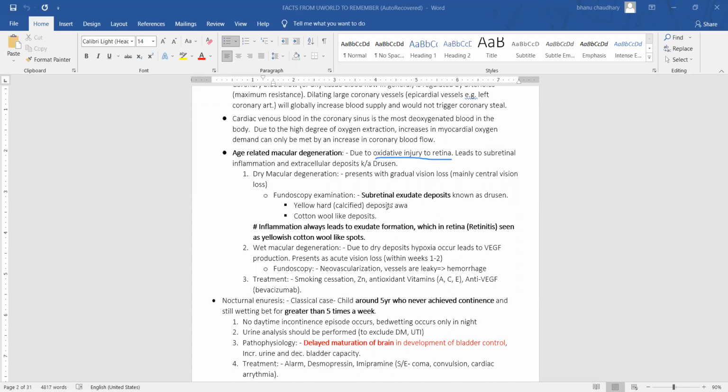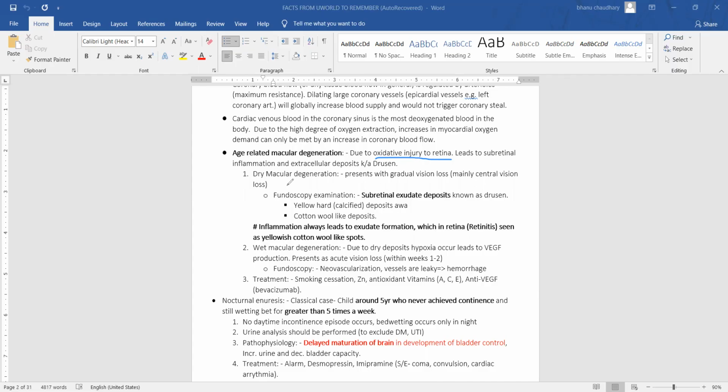If you remember, if you go back to microbiology, we have discussed all these cotton wool like spots in the retina, right? In the TORCH infection, remember? And these cotton wool like spots are nothing but the product of inflammation. Because of the inflammation, you have deposits of the exudates, the cotton wool like yellowish deposits. So that's the dry macular degeneration.